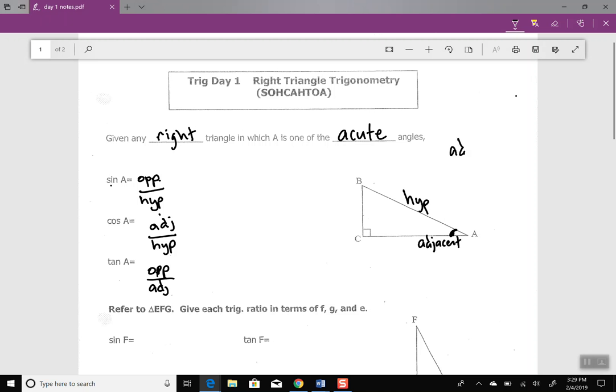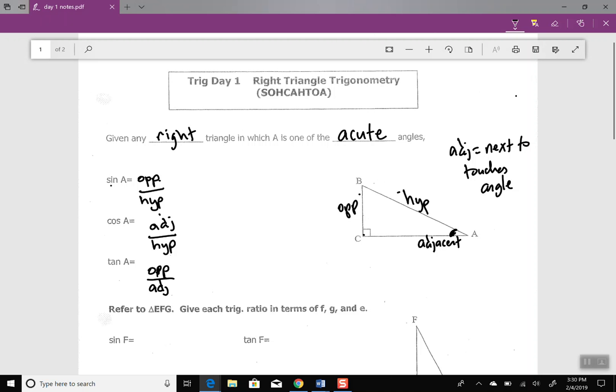So adjacent, which we abbreviate ADJ, means next to. And it's the side that you actually touch with the angle. That leaves one side left over, and that's the opposite side. So the opposite side from angle A is the one that you go across the way from, that's not the hypotenuse. So adjacent is next to, opposite, you kind of have to go across the figure, and the hypotenuse is the longest side, always opposite the 90-degree angle.